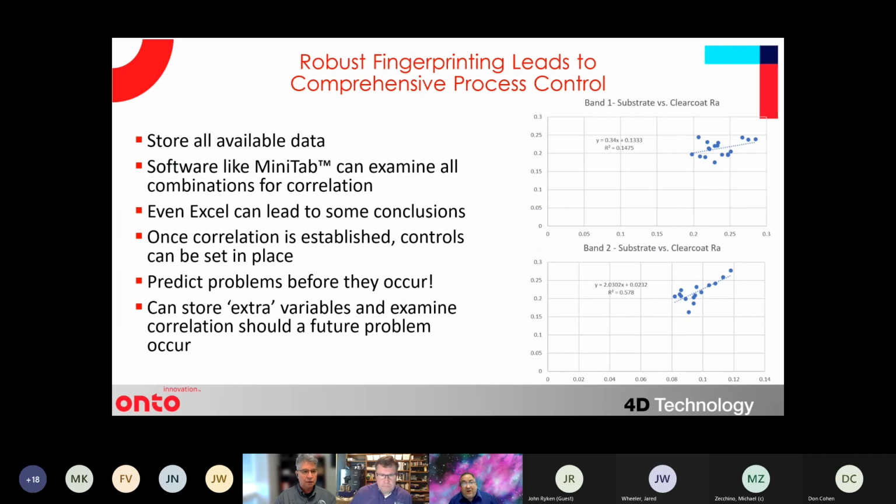And you can do that through fingerprinting, right? So you can look at various bands, and in this case, I don't have the actual spatial parameters here because it's kind of proprietary. But when we looked at the first band and looked at Ra or SA between the substrate and the final clear coat, not much correlation.